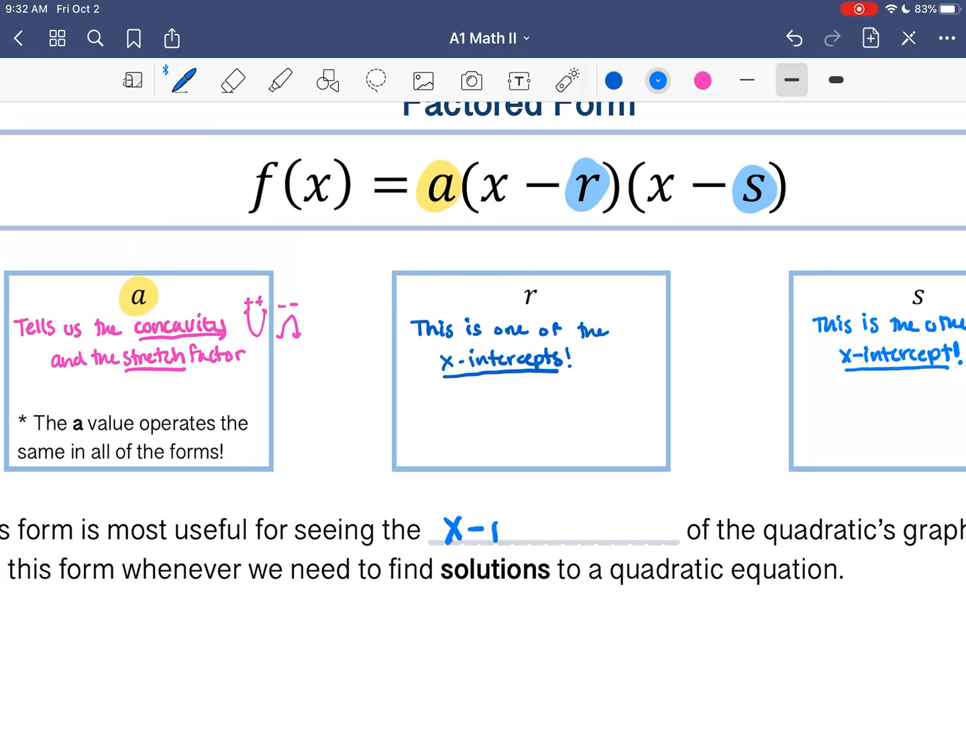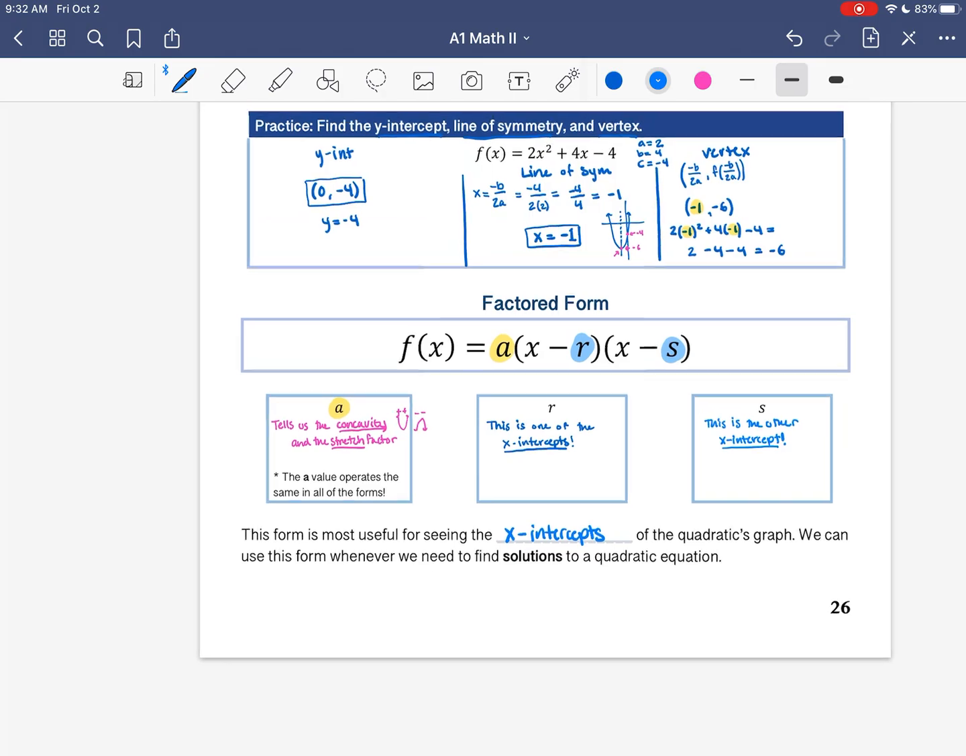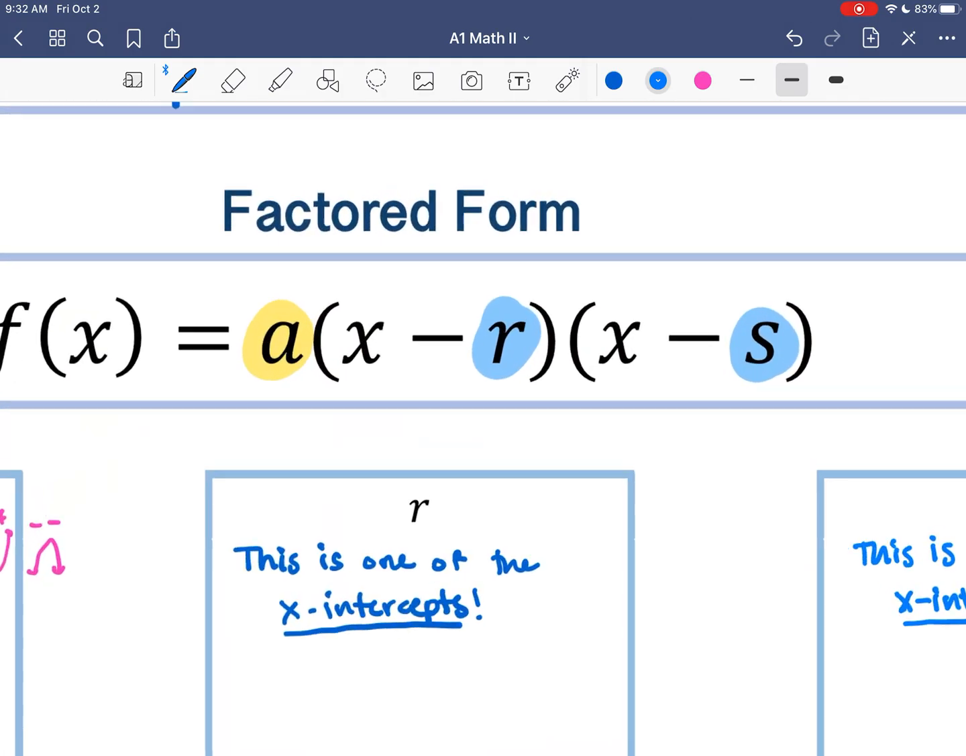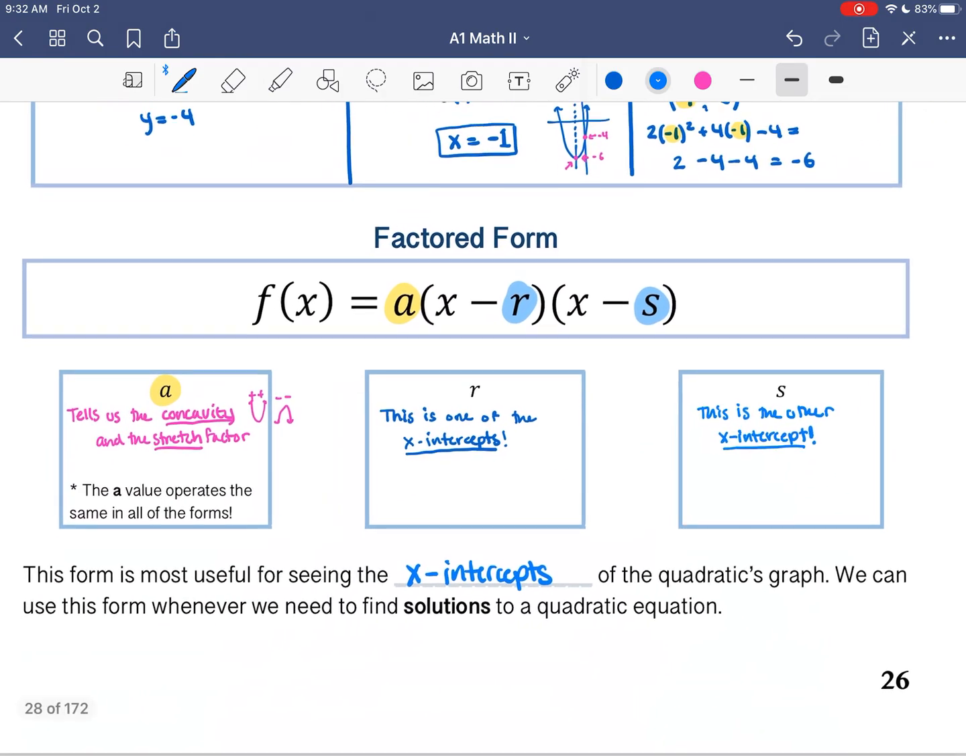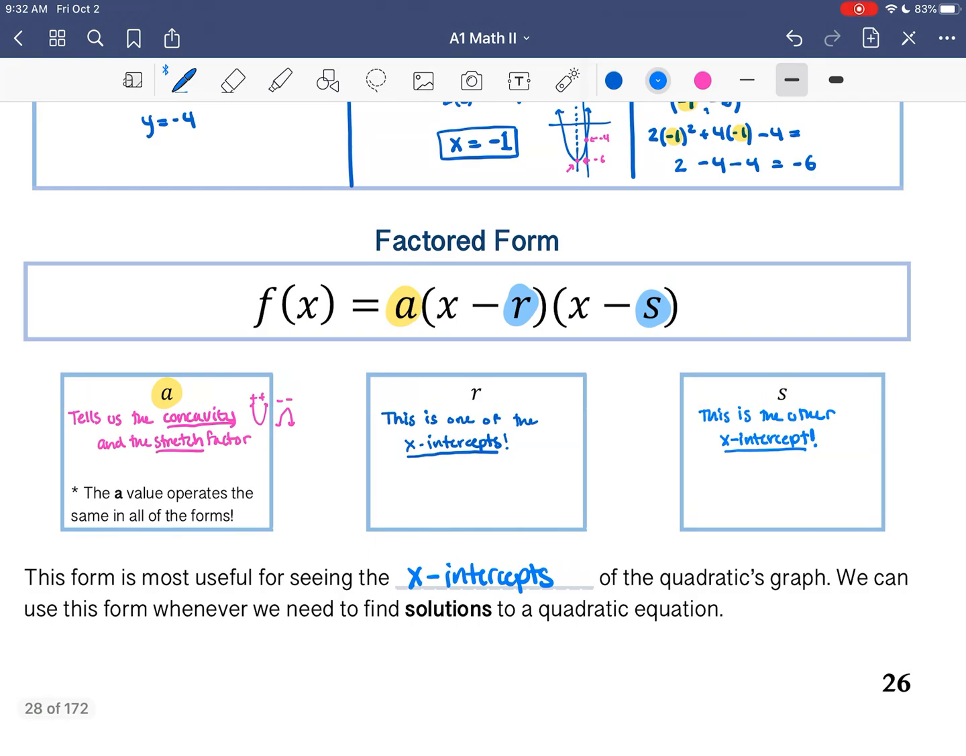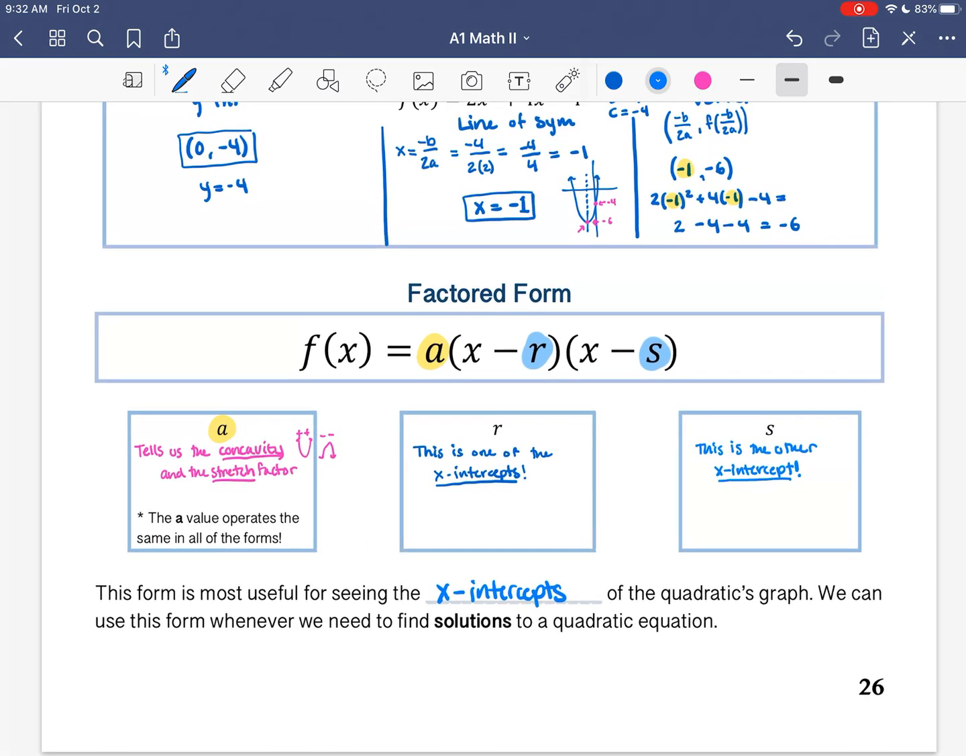This form, as you might imagine, is really good for seeing the x-intercepts. We really like factored form. In fact, we spend a lot of our lives trying to get things into factored form so that we can see the x-intercepts easily.